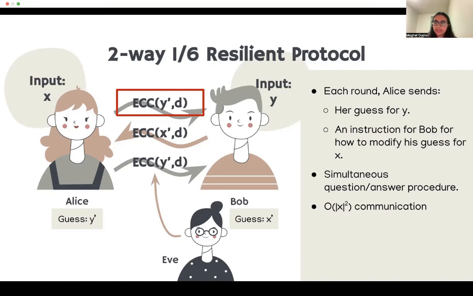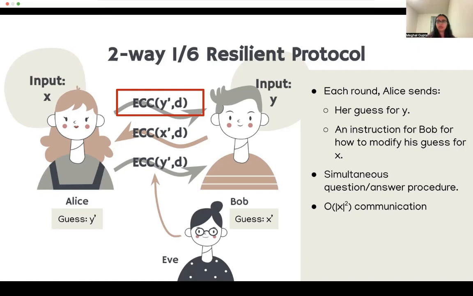So as a general summary, Alice's message consists of two parts. It consists of her guess for Bob's input, for which he will provide instructions for how to modify. And then it contains instructions for how Bob should modify his current guess. So we're going to call this a simultaneous question-answer procedure. It's a question-answer procedure in the sense that y prime is a guess for what Alice thinks y is, and D is an answer to how Bob should modify his current guess x prime.